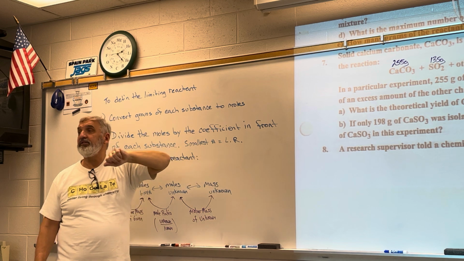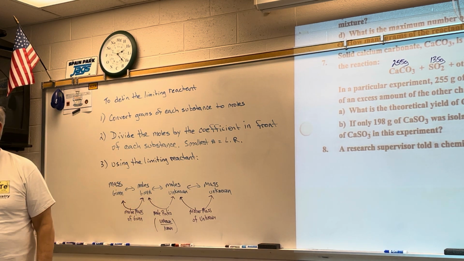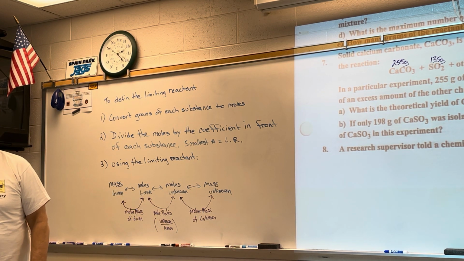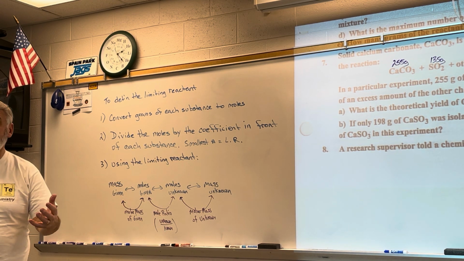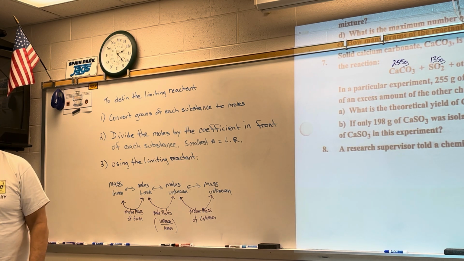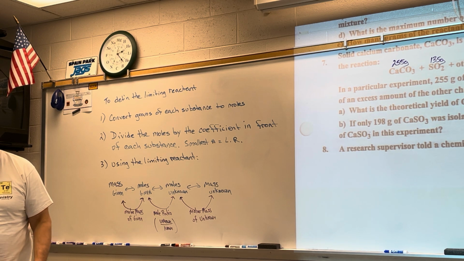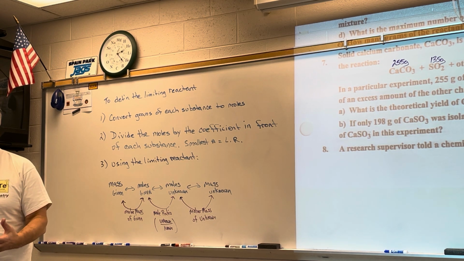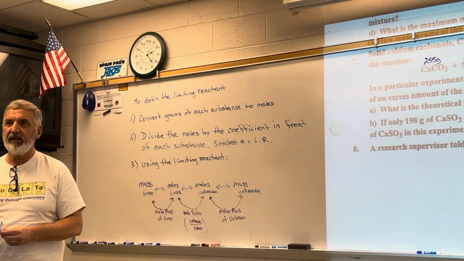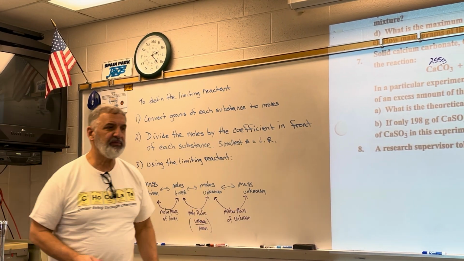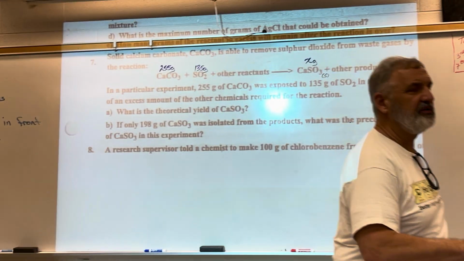What does the limiting reactant do? It limits what? The reaction. It limits how much product can get made, because one of them is going to run out before the other one. The first thing you've got to do is figure out which one's going to run out first. Which one is the limiting reactant? Because when one of them runs out, no matter how much of the other one there is, the reaction is going to stop. I mean, we can make this very, very simple.